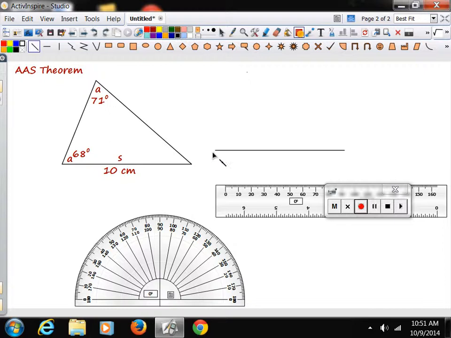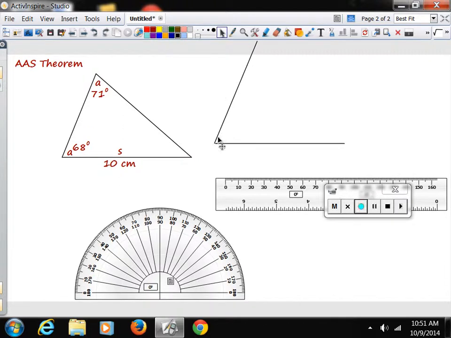Because the problem is you've got your 68 degree angle and you've got your 10. The only question becomes, how far do you draw this line right here? The only way that you can know it and make sure you get the right triangle, that the two triangles are equal, is to actually know what that side is. So to construct it, we actually had to use a different theorem to construct our theorem.